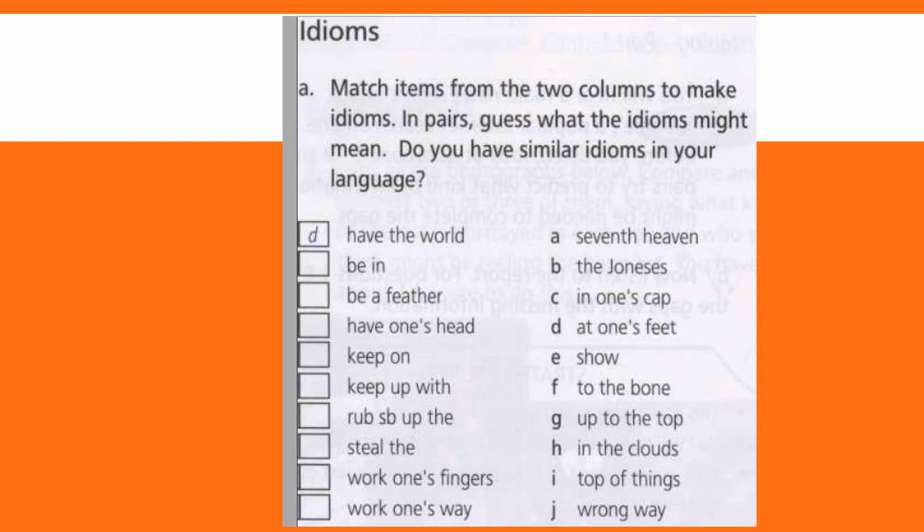And we have steal the show, to get a lot of attention or praise because one performs better than anyone else. So if you are doing everything in the right way, if people are so interested in what you are doing, you steal the show. Work one's way up to the top, and it's equal in meaning to move to the top slowly. You are working hard until you reach the top. Work one's fingers to the bone, to work extremely hard.